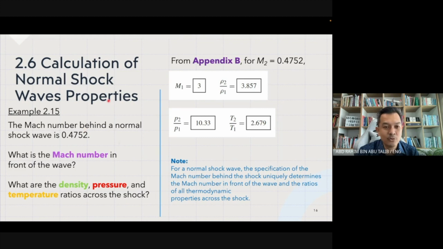Because we have already gone through a few examples, let us just finish up this example. Mach number behind a shock wave of 0.4752. And now they give us the Mach number behind the normal shock wave. So what is the Mach number in front? Basically from Appendix B, behind the shock wave is 0.4752.